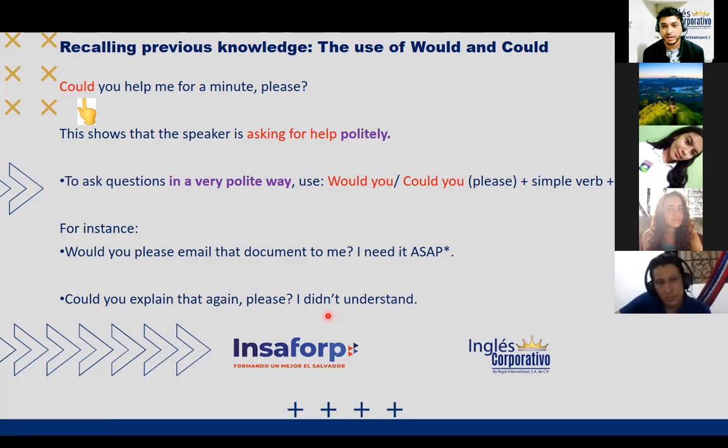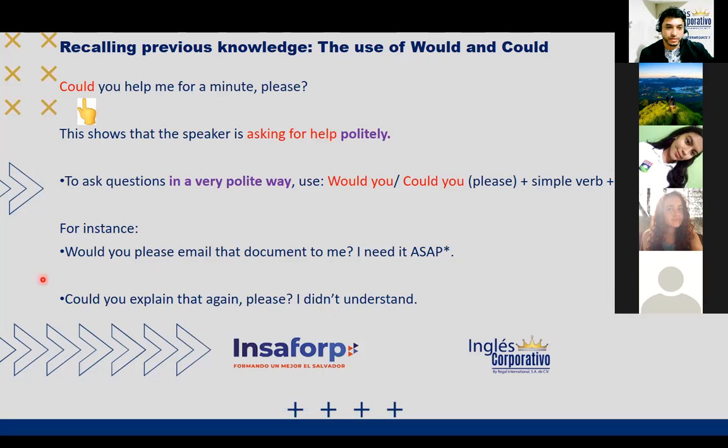We use could and would to make requests, to ask for help. And what will be the possible answer for these questions? Do you have any idea? Those can be negative or positive answers. What will be the possible answer, Alejandra, Elizabeth? For the first one, yes, I would. A short answer. Yes, I will. And for the second one, let me see, Claudia, Rebecca. What will be your answer for this question? Will you explain that for me? Can you explain that again, please?